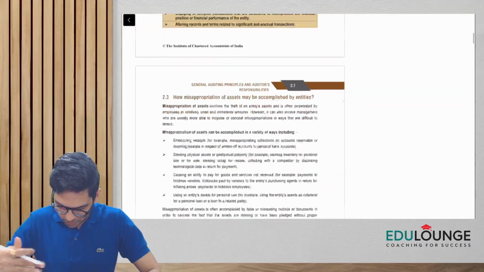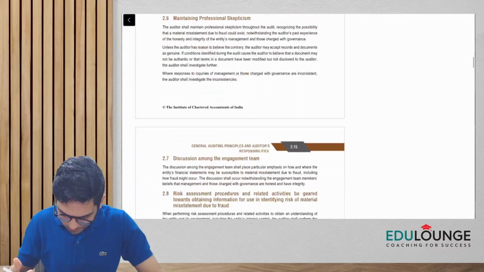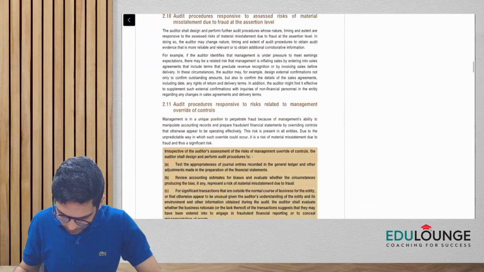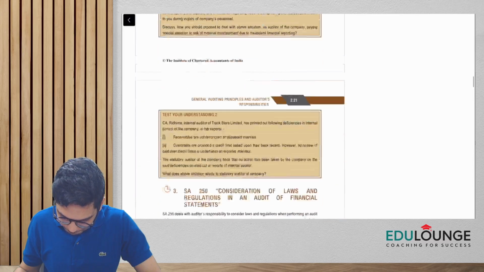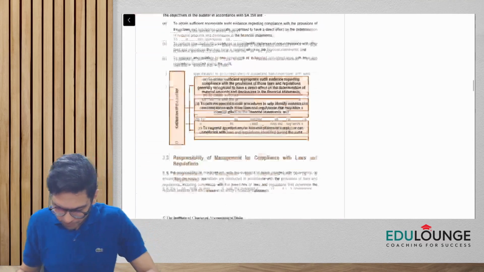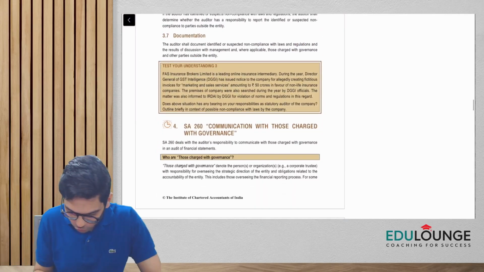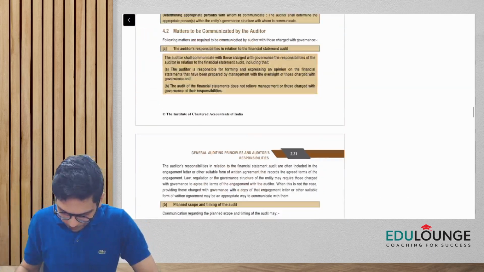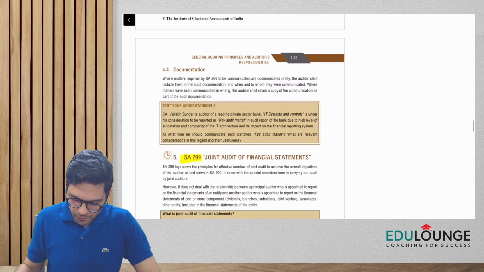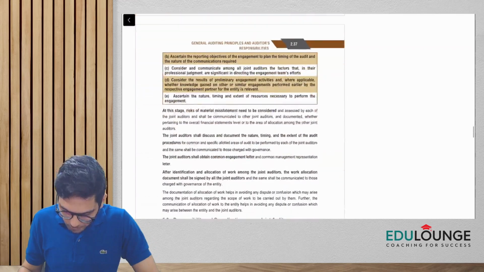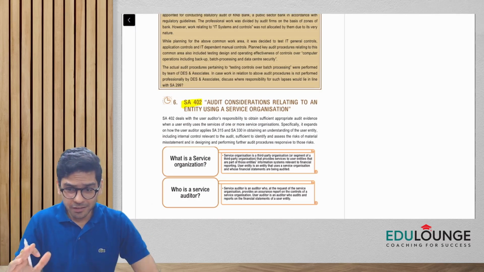It is all about 240, and then this is also 240. Yes, still 240. Management representations, yes, still 240. Then they have discussed 250. Then they have discussed 260. Then 299. And after 299, they have discussed 402. So these are the five major standards that they have discussed, right?